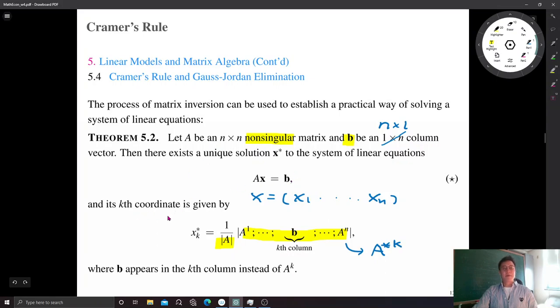Meaning that the kth column is replaced by the parameter matrix B. And Cramer's rule tells us the kth solution is going to be the determinant of the matrix we obtain after replacement, divided by the determinant of the original matrix A. So the only thing we have to do for computing the kth solution is to compute these 2 determinants. Before I explain how we obtain this formula, let me first show you how to make use of it.